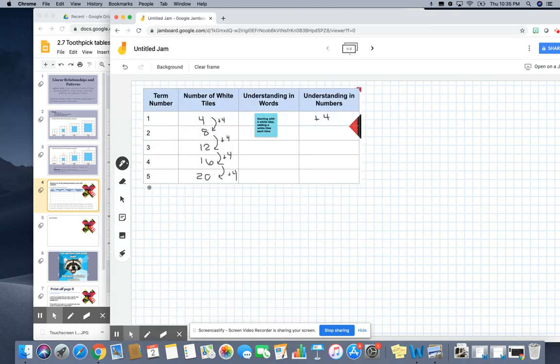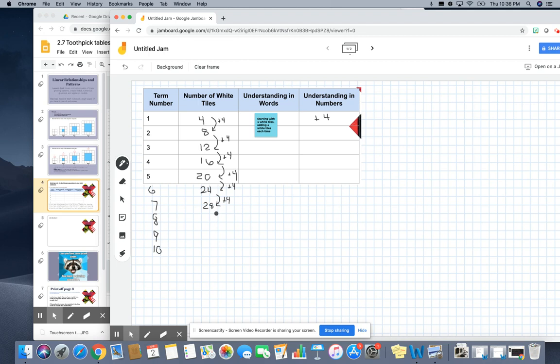So if we were to continue on with our term numbers, we're going to go 6, 7, 8, 9, 10. We can definitely continue on with what we know about our pattern rule, that it is increasing by 4 each time. So we can just continue going down, as the term number increases, our number of white tiles are going to increase by 4 each time. So we'd have 28.